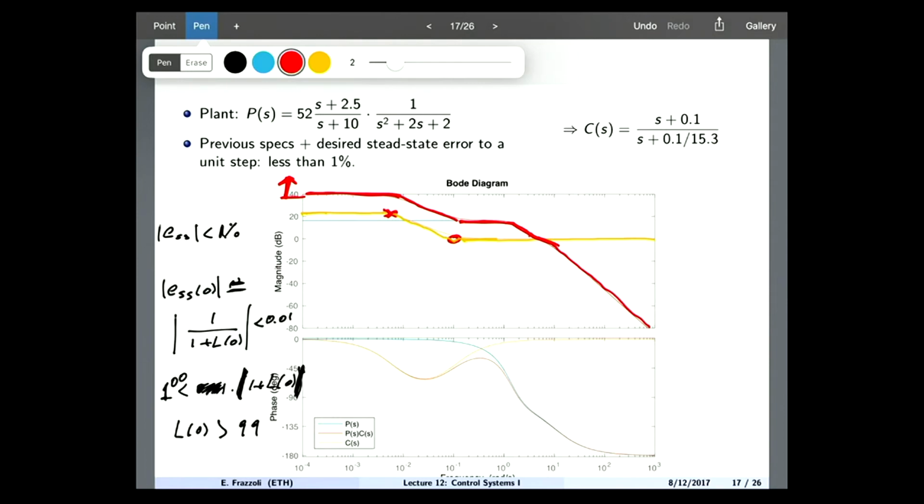Remember that crossover was here. Here you see that the phase, even given the lag compensator, is not changed by much, just by a very small amount. The phase lag occurs to the left of crossover. So yes, we may have a phase lag, but who cares, because we are not affecting the phase margin. Got the point?